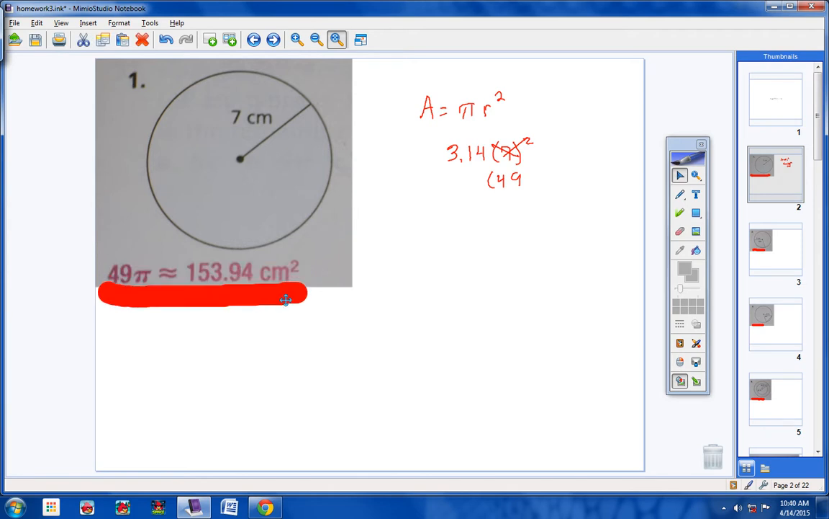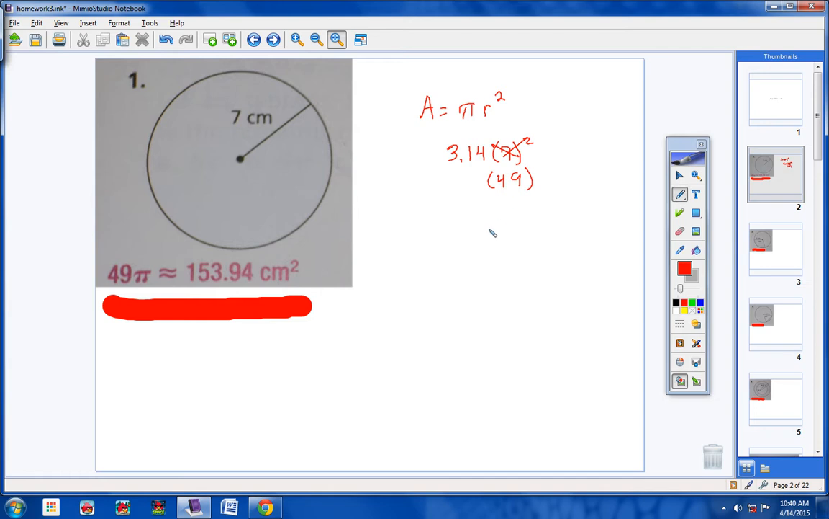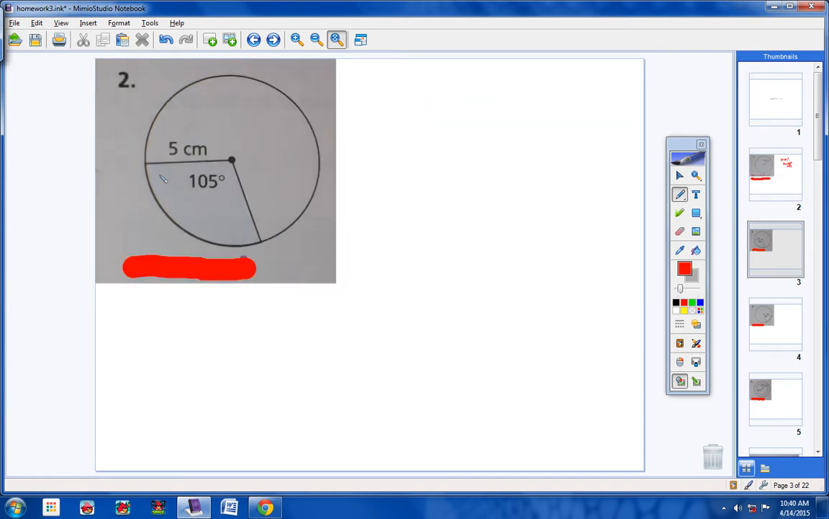Now our answers are going to continually be off a little bit from the book because they're using the actual pi button on their calculator. But that's okay. That's not a big deal. It'll be very, very close every time. Alright, moving on to number 2. You can look in your book and see this is the shaded area right here. They want us to find the area of that shaded region.